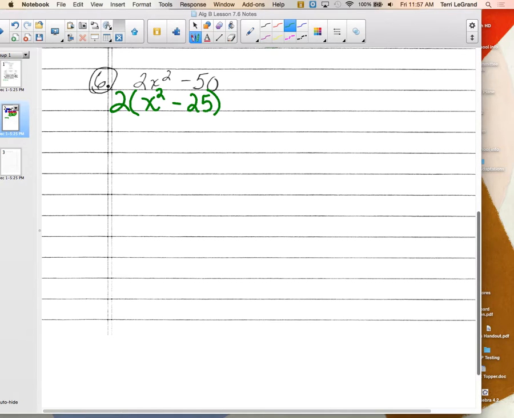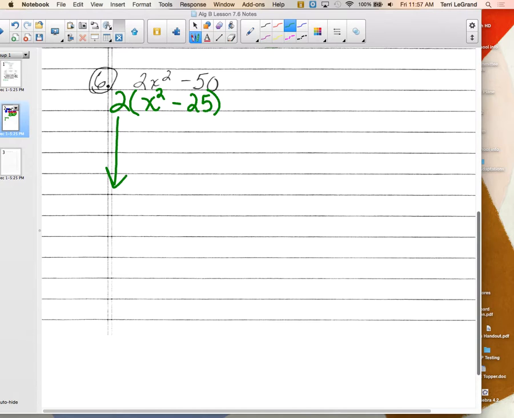Okay? So could we stop now and say we're done? No. The next thing we're supposed to ask is, is it a 2-term, 3-term, or 4-term polynomial that I got as a result? What did I get? 2-term. So I have to ask myself this question: is it the difference of 2 perfect squares? It's subtraction. X squared is a perfect square. 25 is a perfect square. So can this be factored? Yes.